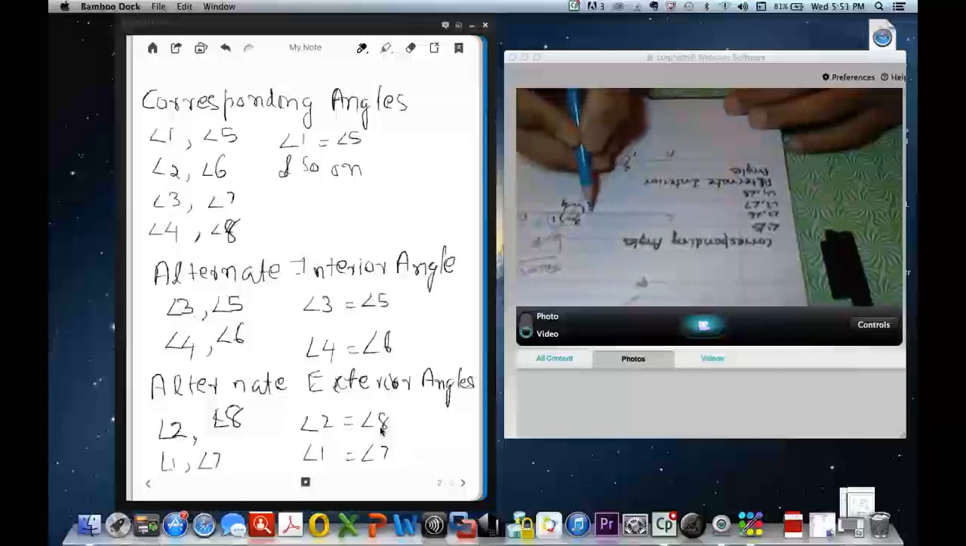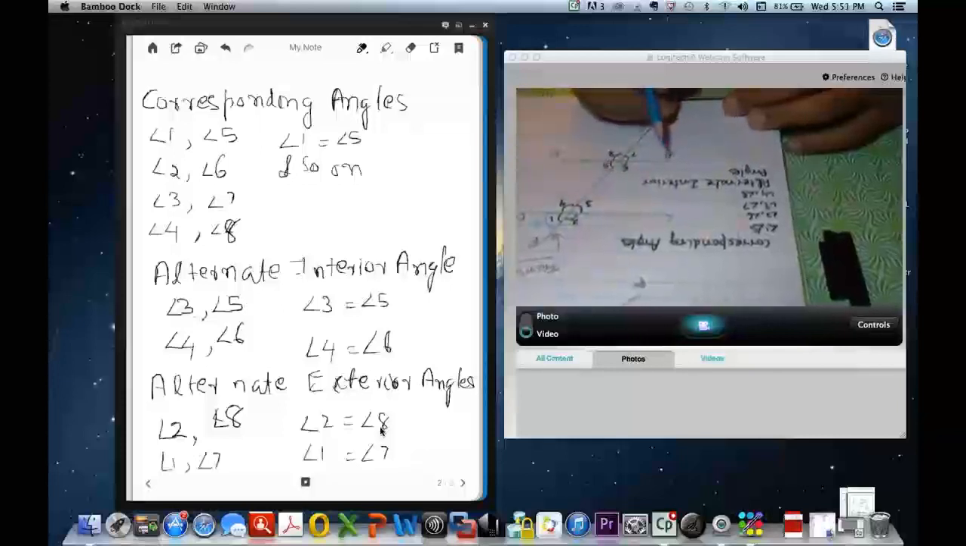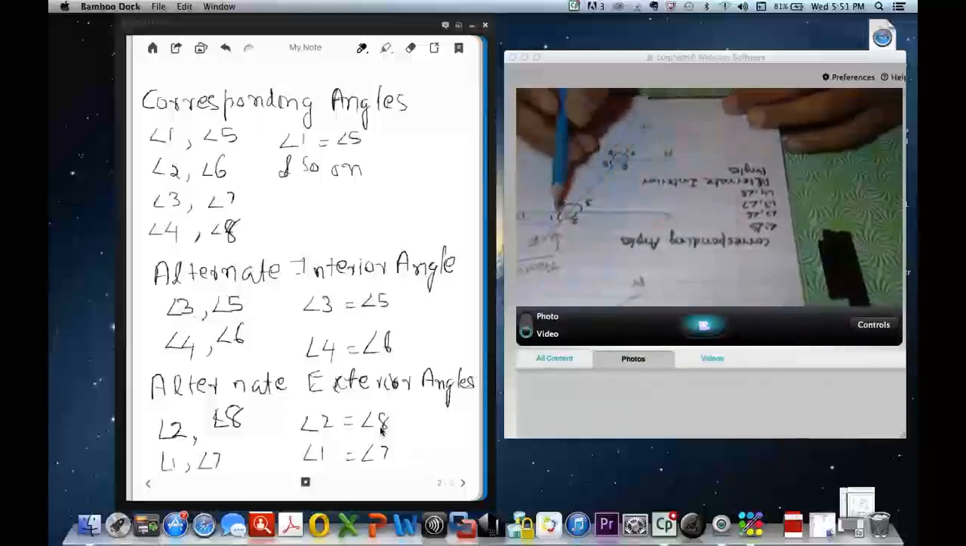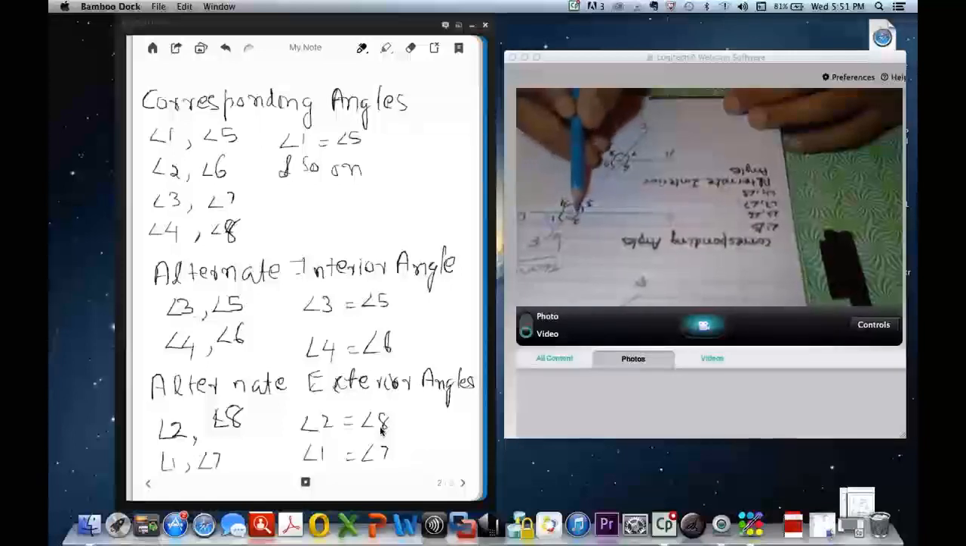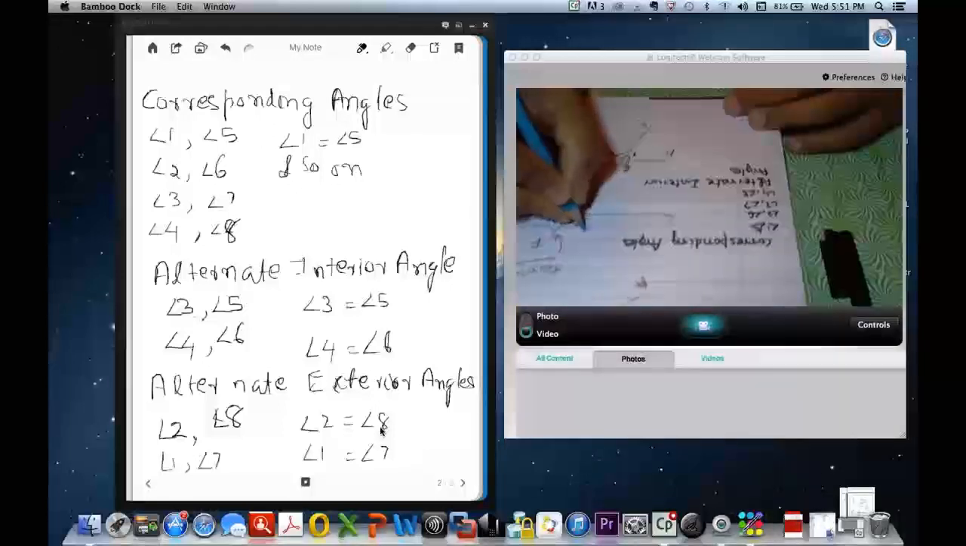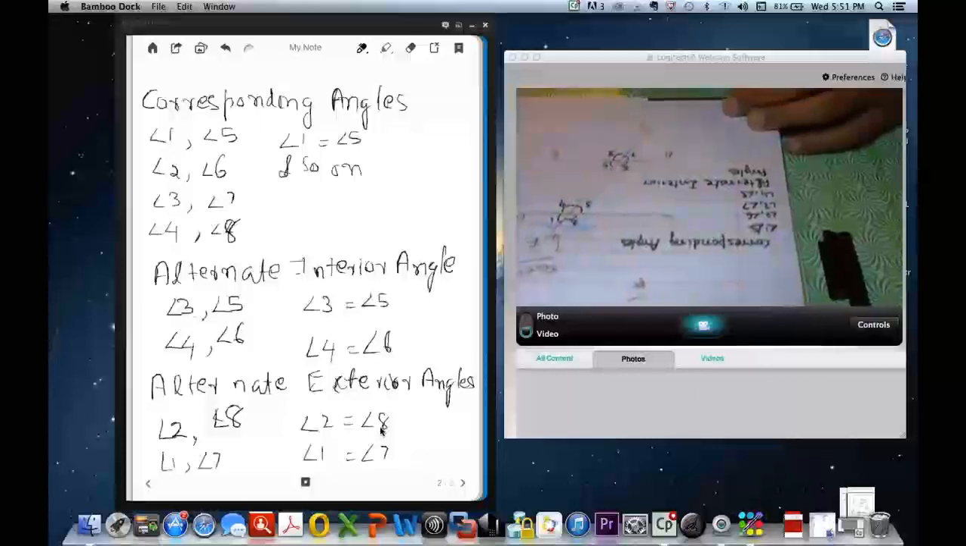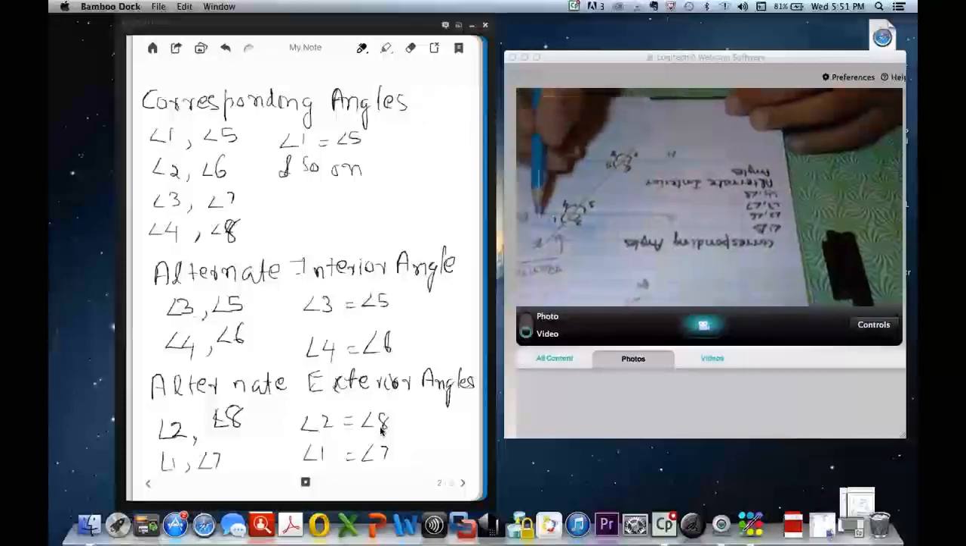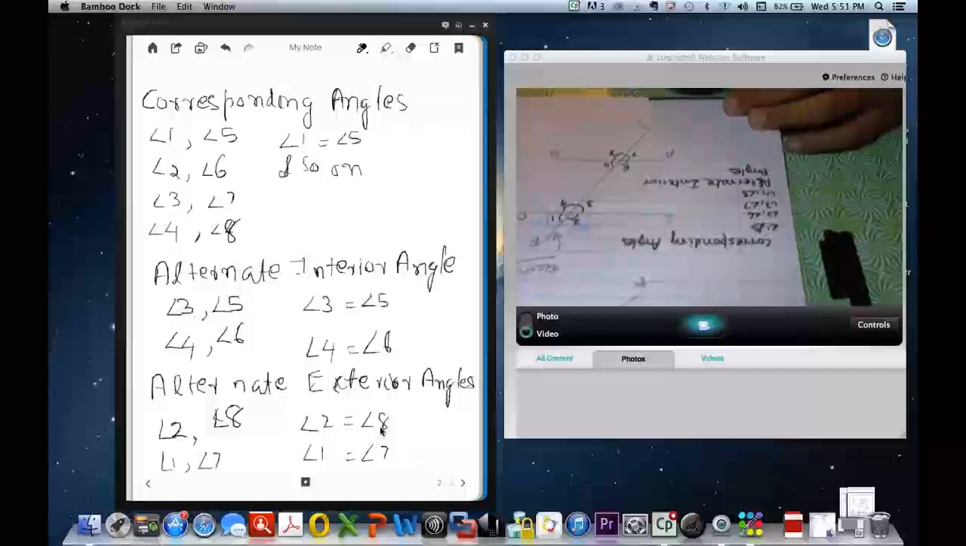Now what can you say about this angle? Angle 2. It is definitely going to be 180 minus x. Why? Because these two are angles which are on the same side of the line, and they are adjacent, supplementary angles. So definitely angle 2 should be 180 minus x. Do you agree with me? So if this is x, this should be 180 minus x, right?